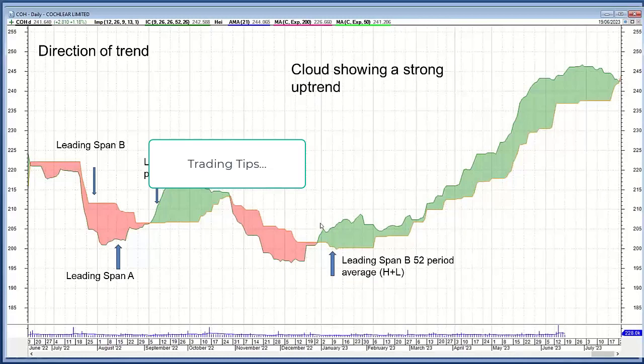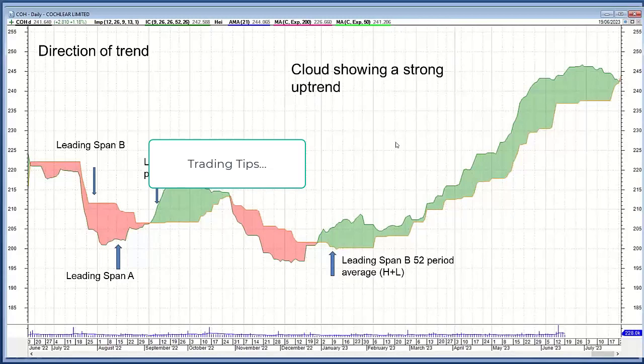Some will say you never buy until the price is above this green cloud. Some will say forget the delayed. Some will say only use the crossover. Some will say it's got to be above the cloud, it's got to be above the crossover, and the delayed's got to be there. So it just depends on your area of trading.